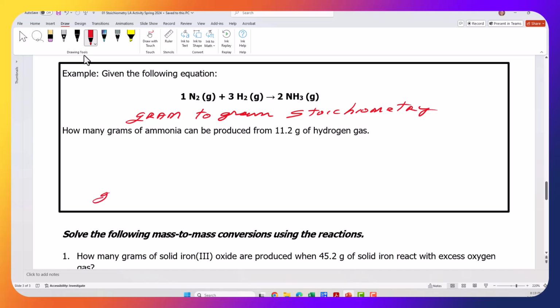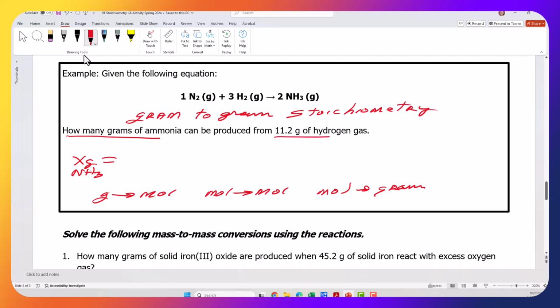You need to go from grams to moles, mole to mole ratio, from the balanced chemical equation, and then moles to grams. And they all work the same way when you're doing gram to gram stoichiometry. So here's my how many part. That's X grams of NH3. That's what I want to wind up with. And then the other stuff that goes on the other side of the equal sign are the 11.2 grams of hydrogen, H2 gas. So we're going to do grams to moles.